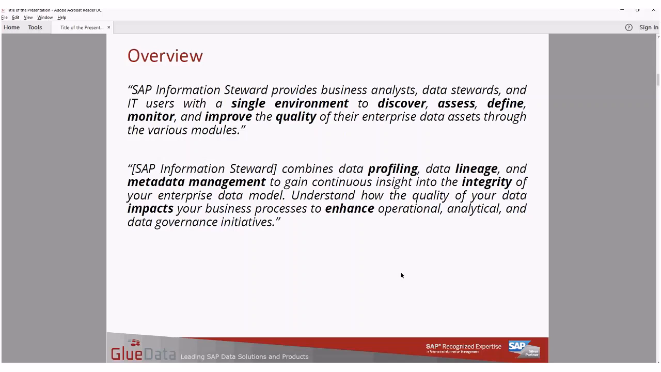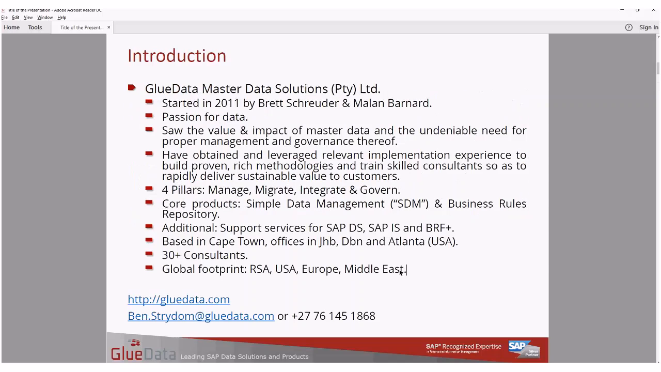Now, data changes. It's fluid, it might flex in terms of volumes, or the structures might change depending on how you integrate and implement new systems. It does help also to understand how the quality of your data impacts those business processes. Okay. As we know, master data, business processes, that all affects our day-to-day operations, how we analyze and how we govern, our solutions, essentially.